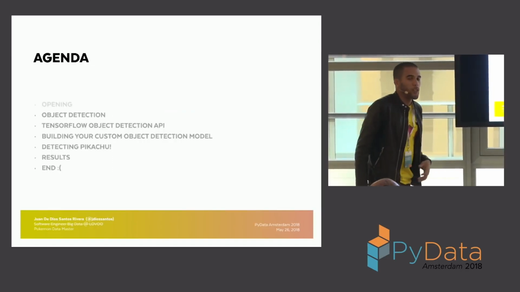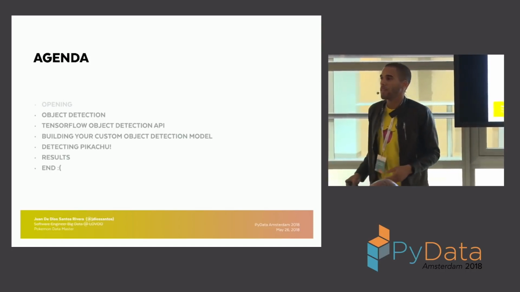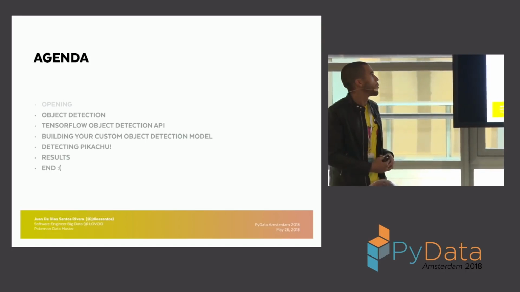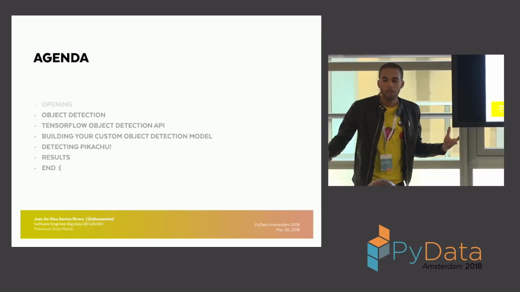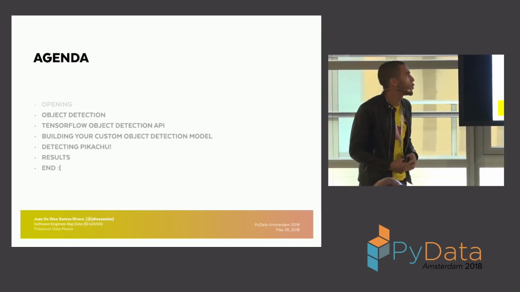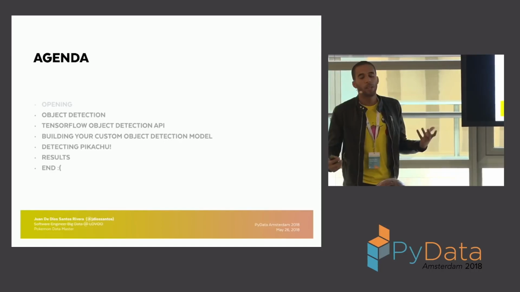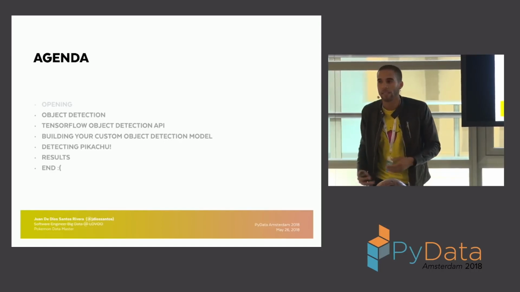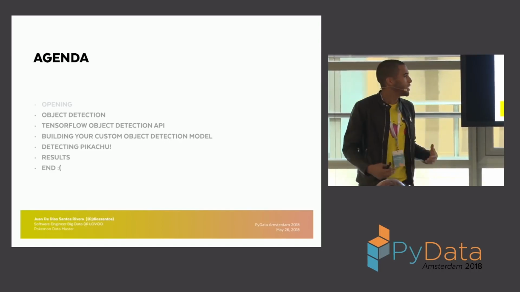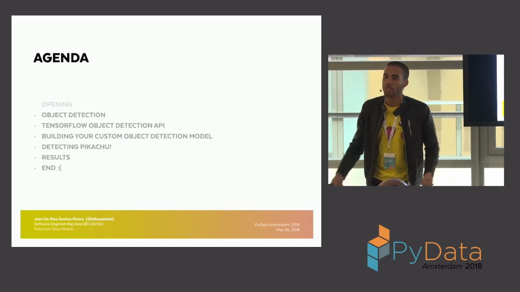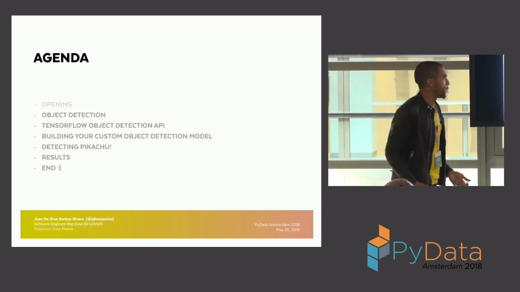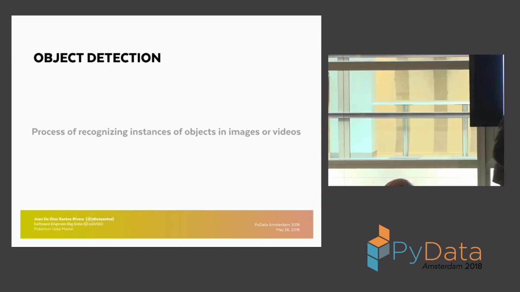So this is my agenda for today. I'm going to divide this presentation into three main parts. First, I'm going to be talking a bit about theory because it's always nice to know what's going on under the hood. Then also, I'm going to explain you guys how I build my own custom detection system for Pikachu. And then, even cooler, how I am using this model. So let's start now. What is object detection?